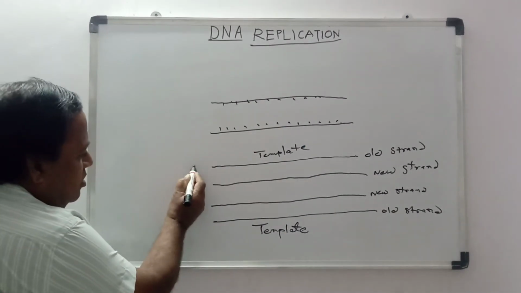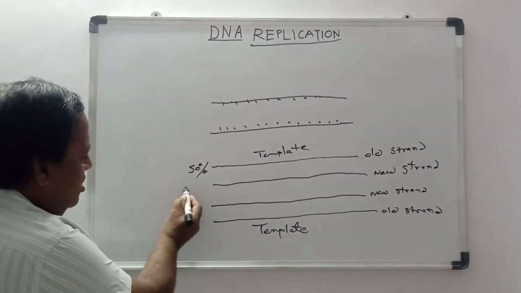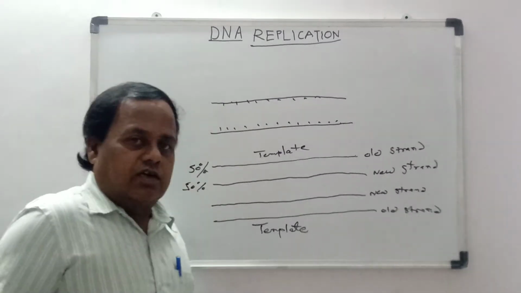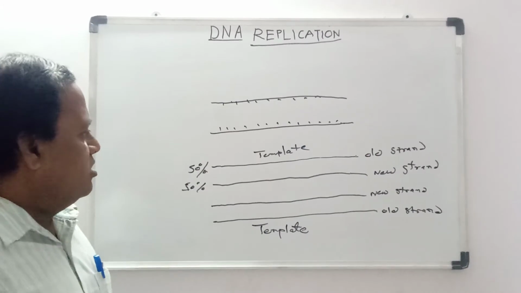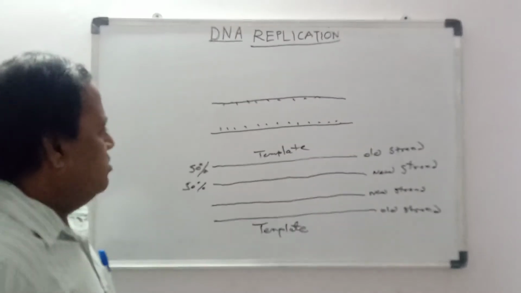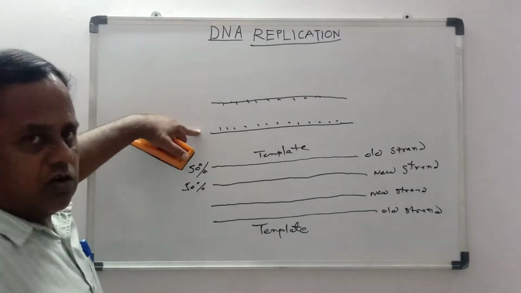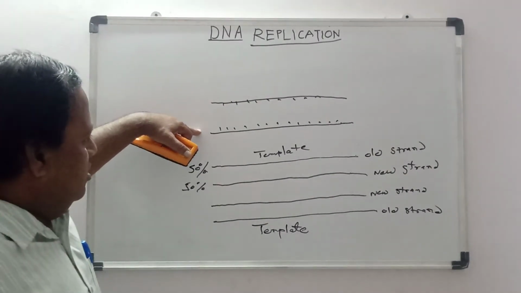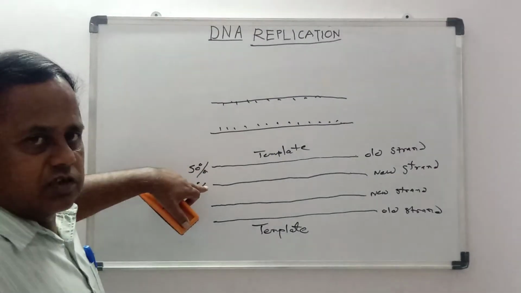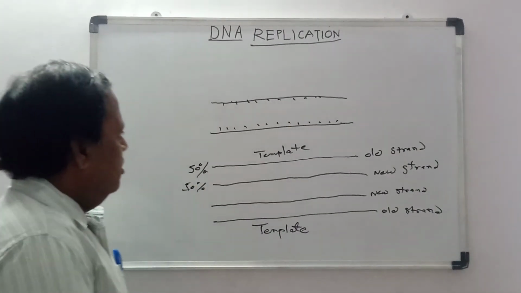It contains 50% old DNA and 50% new DNA. Hence this replication is called semi-conservative DNA replication. Okay? That means in this case the old DNA is not fully conserved. There is one strand of old DNA, and it gets a new strand from the old strand. Okay?